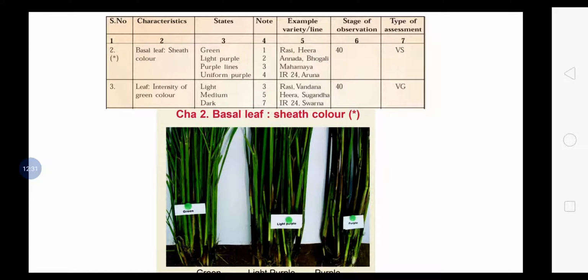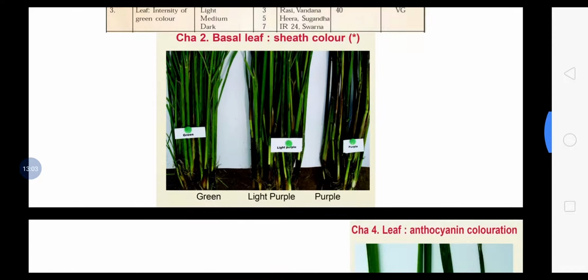Third characteristic is intensity of green color. The RHS chart gives the exact color differentiation for leaves. Here light green leaves is given score 3. Examples of varieties are Rasi and Vandana. Then medium color of the leaf is given score 5 and examples are Hira and Sugandha. Dark green leaf color is score 7. Then IR 24 and Swarna are such kind.